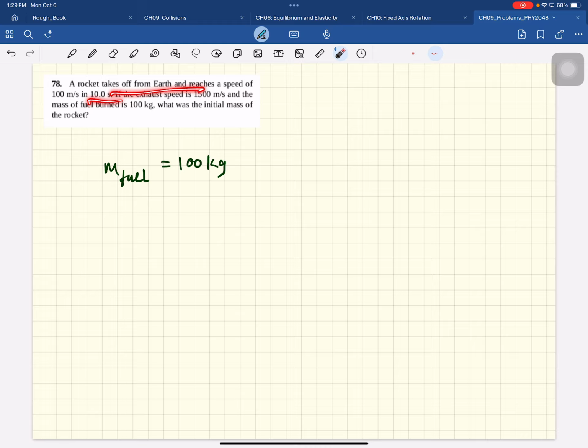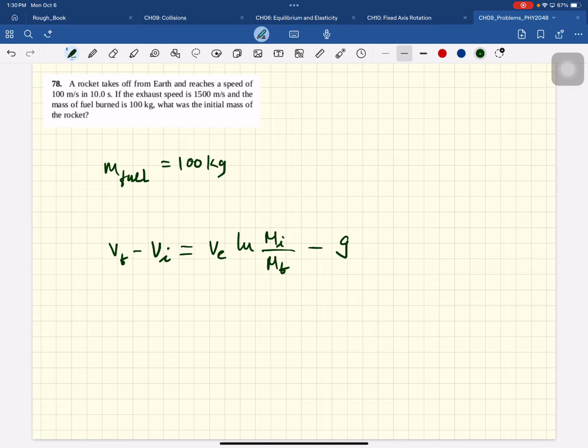Okay, so this takes off from Earth. You guys can look up this expression. It's exhaust velocity times log of m initial over m final, minus g times t final minus t initial. What this formula says is if you take off from the surface of the Earth, your final velocity minus initial velocity is the exhaust velocity times the natural log of initial mass divided by final mass, minus g times the time. The initial mass is the final mass plus the fuel.